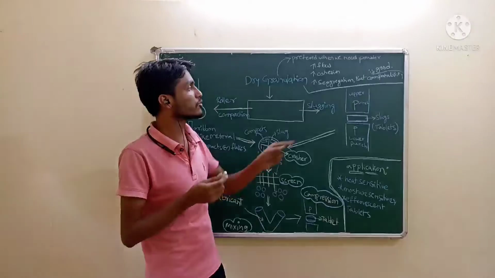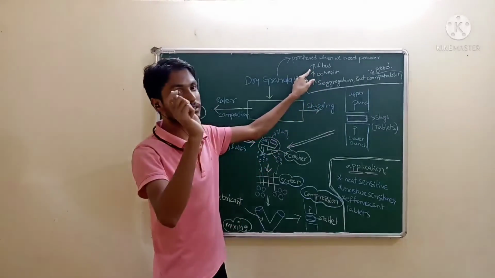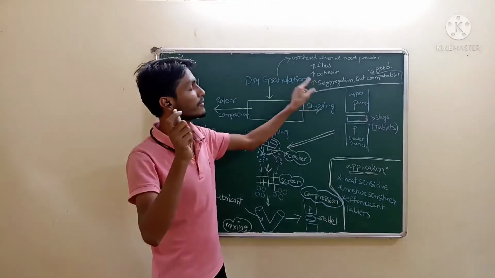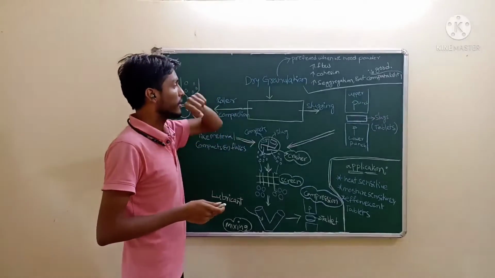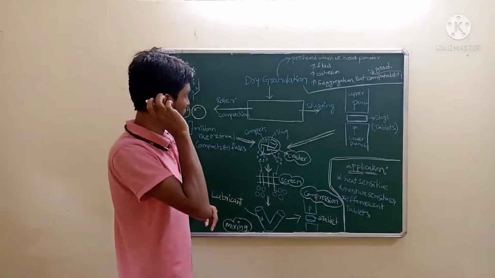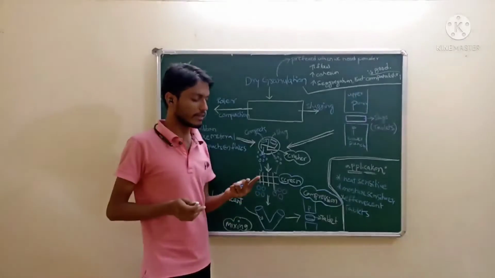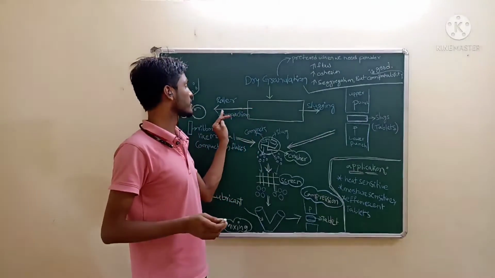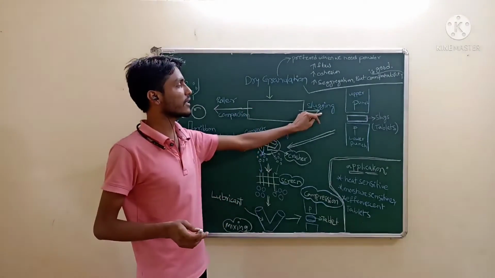Compatibility between the excipients is good, but we need to increase the flow, the cohesion, and the segregation between the particles. So dry granulation can be done by two methods. One is roller compaction, another one is slugging.